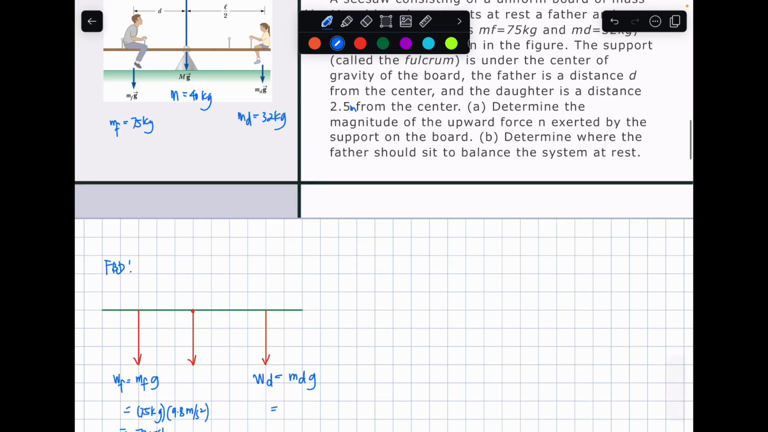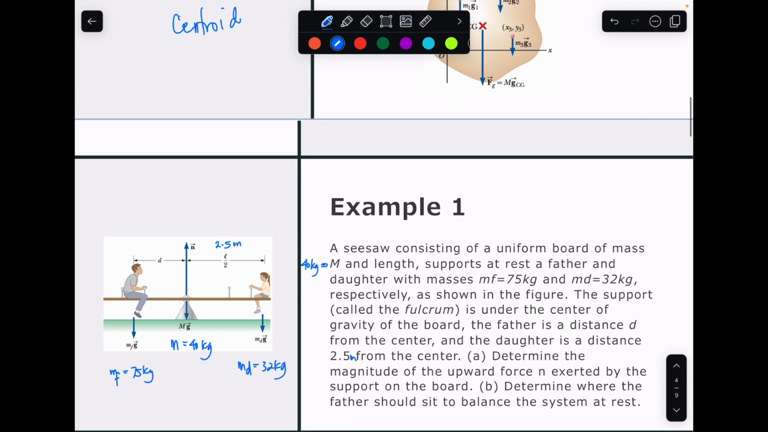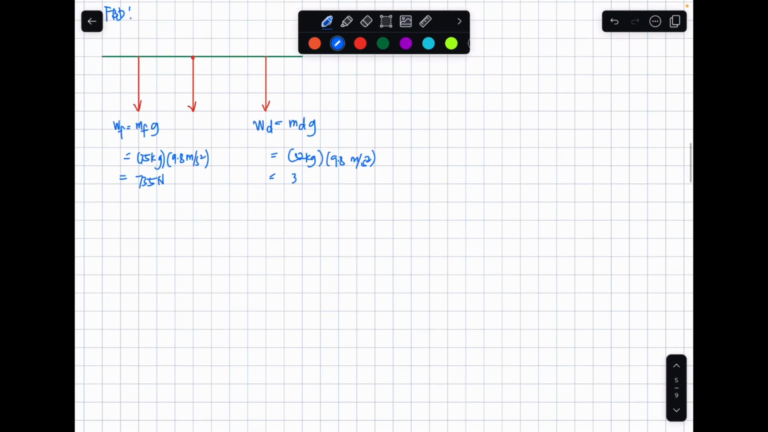While the weight of the daughter, whose mass is 32 kilograms, we multiply it with 9.8 meters per second squared, giving us 32 times 9.8, which is 313.6 Newtons.